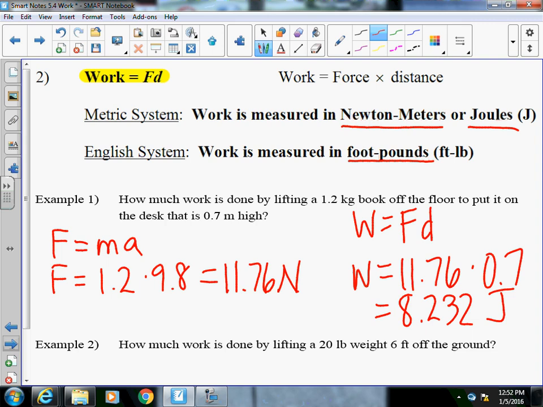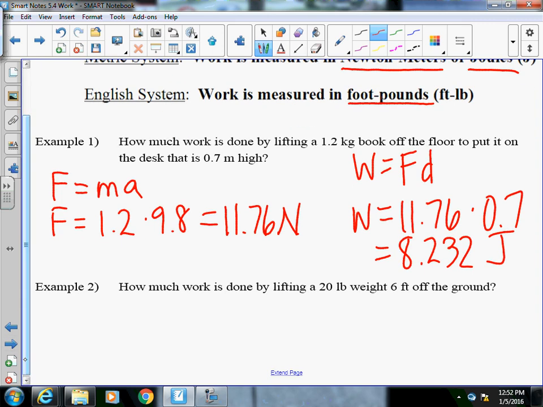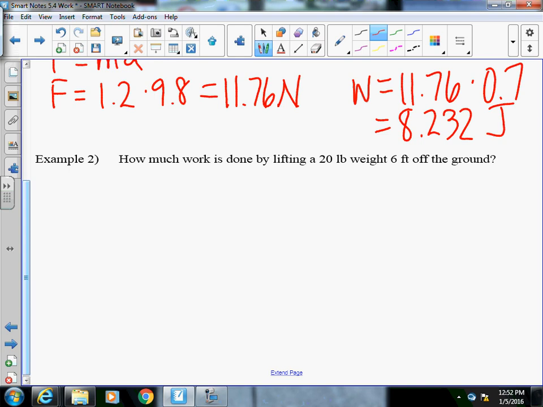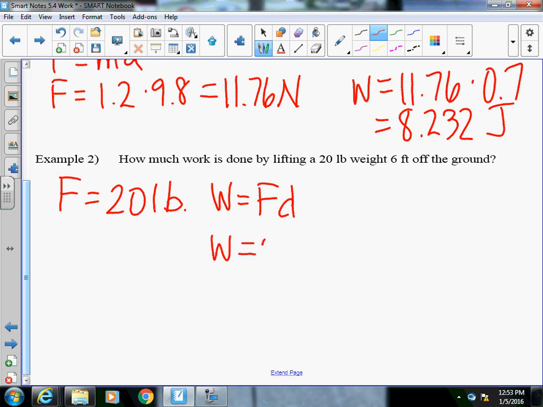Now, it's a little bit easier in the English system because it says how much work is done by lifting a 20-pound weight 6 foot off the ground. Well, we know in the English system pounds is force. We already have the force. We know that work equals force times distance, so our work is going to equal that 20 times our 6, which gives us 120 foot-pounds.